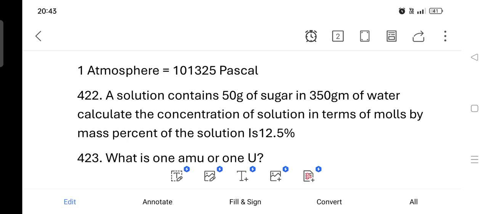A solution contains 50 grams of sugar in 350 grams of water. Calculate the concentration of the solution in terms of mole percent by mass. The percent of the solution is 12.5%.